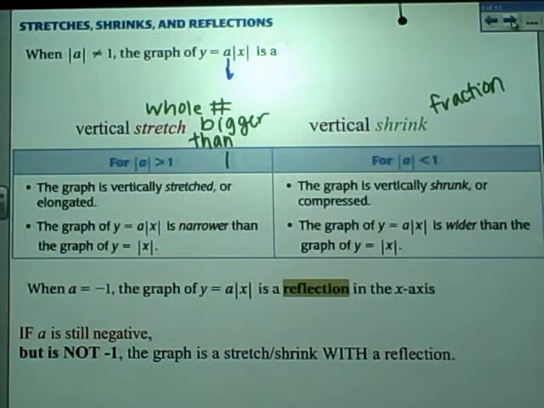If this is confusing, remember you can use that XY table to help. But go ahead and write this down, get this in your notes, and we'll do an example.